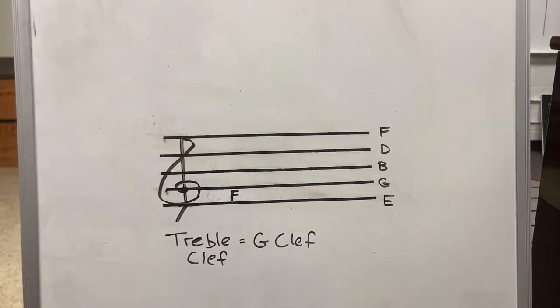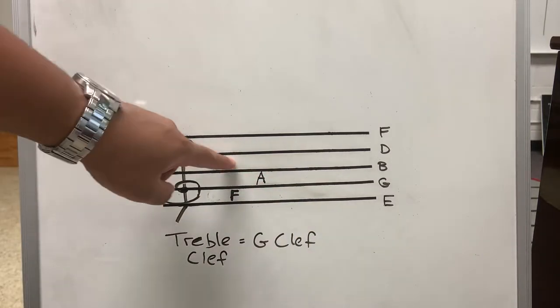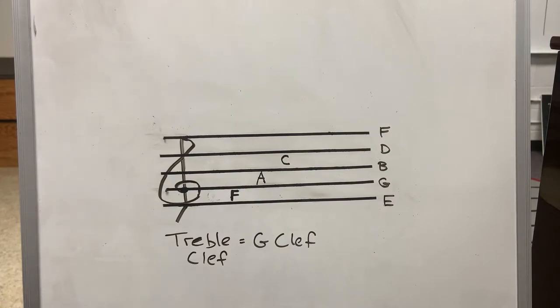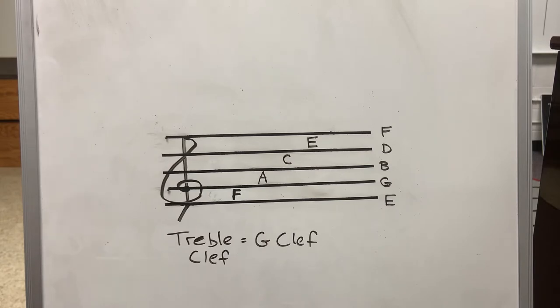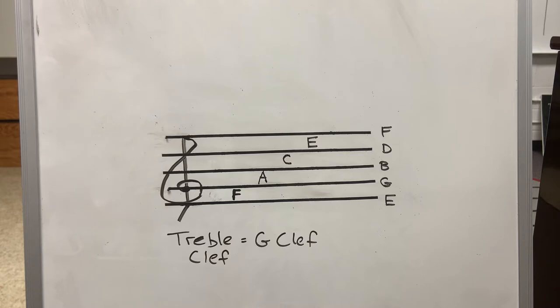So, the first space letter name is F. The next space is A. The third space is C. And the fourth space up here is E. Now, you can come up with a sentence to help you remember the spaces, but if you look very closely, they actually already spell a word. Can you see what word it spells? F-A-C-E? Face. Correct. So, they spell out face, F-A-C-E, all right? So that could be a quick way of knowing what all the space letter names are. All you have to do is remember face, okay?